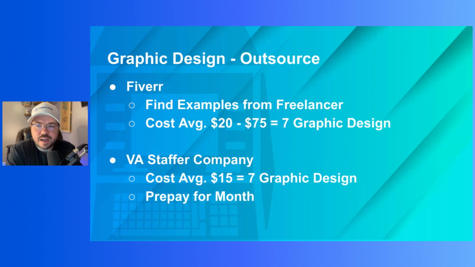Now, the VA Stafford company, that's the company that I use. And if you want to get connected with them, let me know. I'll connect you and set up a call with them. But essentially, for 7 graphic design posts, it is averaged about $15 to $30. And with VA Stafford, you actually prepay for minutes a month or hours, like 20 hours a month. And when I did the cost breakdown, I think it was like 15 bucks is what it averaged out to be. So just keep that in mind.